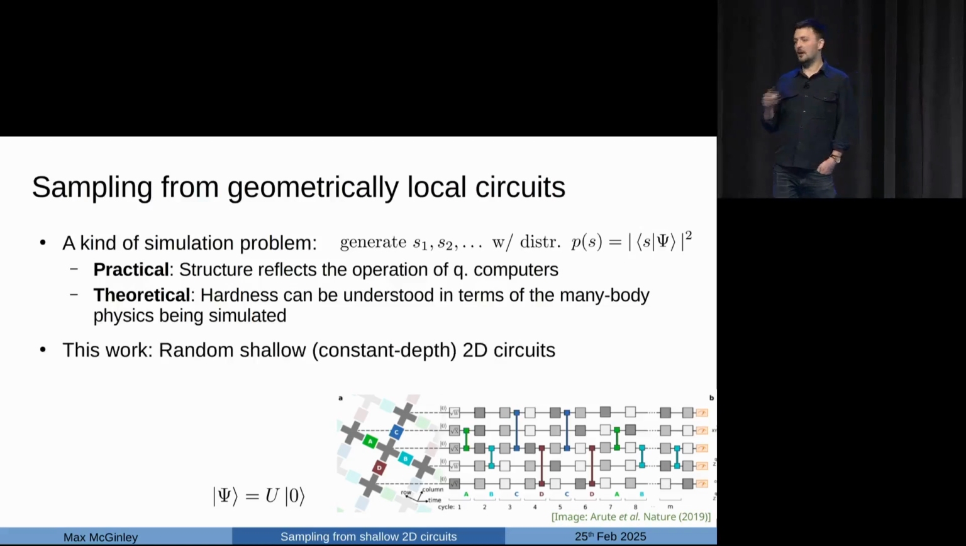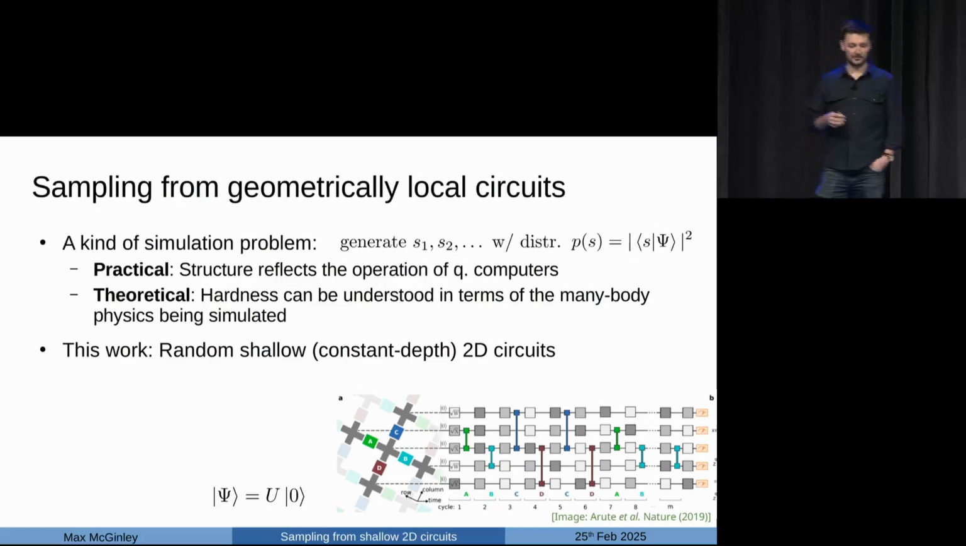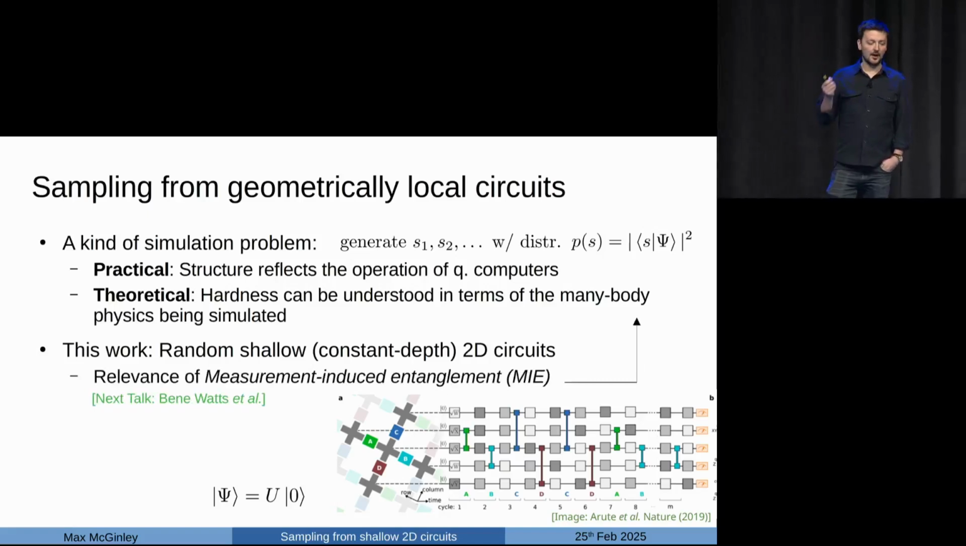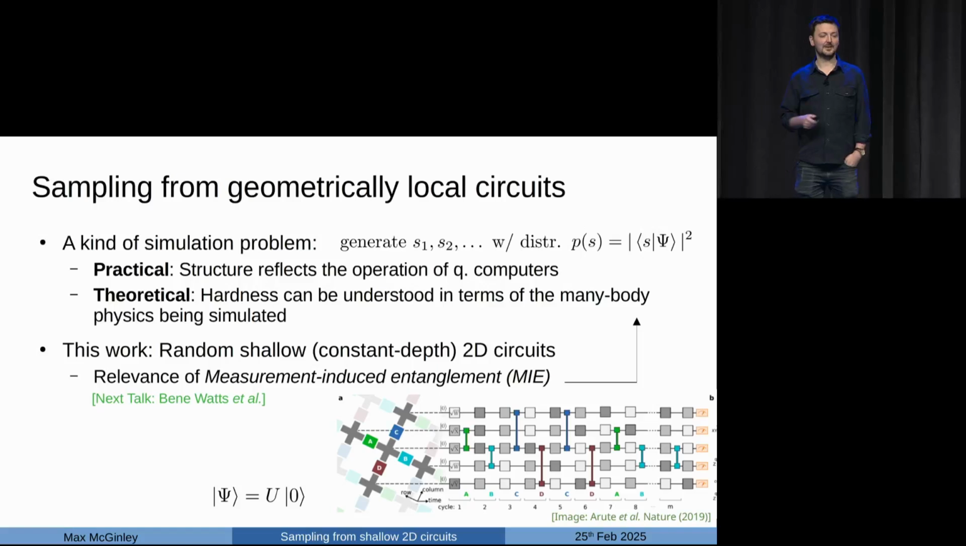OK, and in this work, I'm going to particularly talk about constant depth 2D quantum circuits. And I'm going to identify the sort of physical phenomenon of measurement-induced entanglement as being sort of responsible for why these circuits are hard to simulate. This is going to be a theme that will also occur in the next talk, and I very much encourage you all to stay around for that.